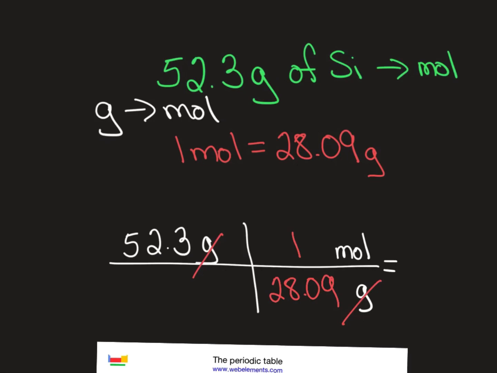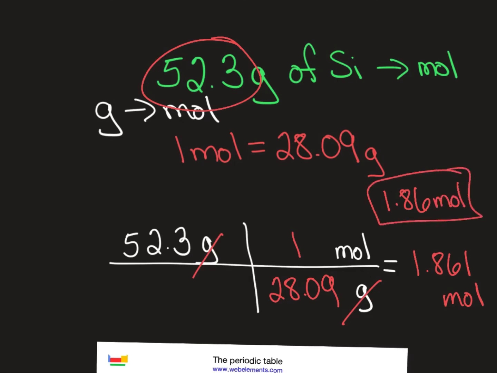So we have 52.3 times 1, which is itself 52.3, and then divide it by 28.09, and we get 1.861. So I want to check my significant figures. 52.3 has 3 significant figures, so my answer can just have 3. So it's going to be 1.86 moles.